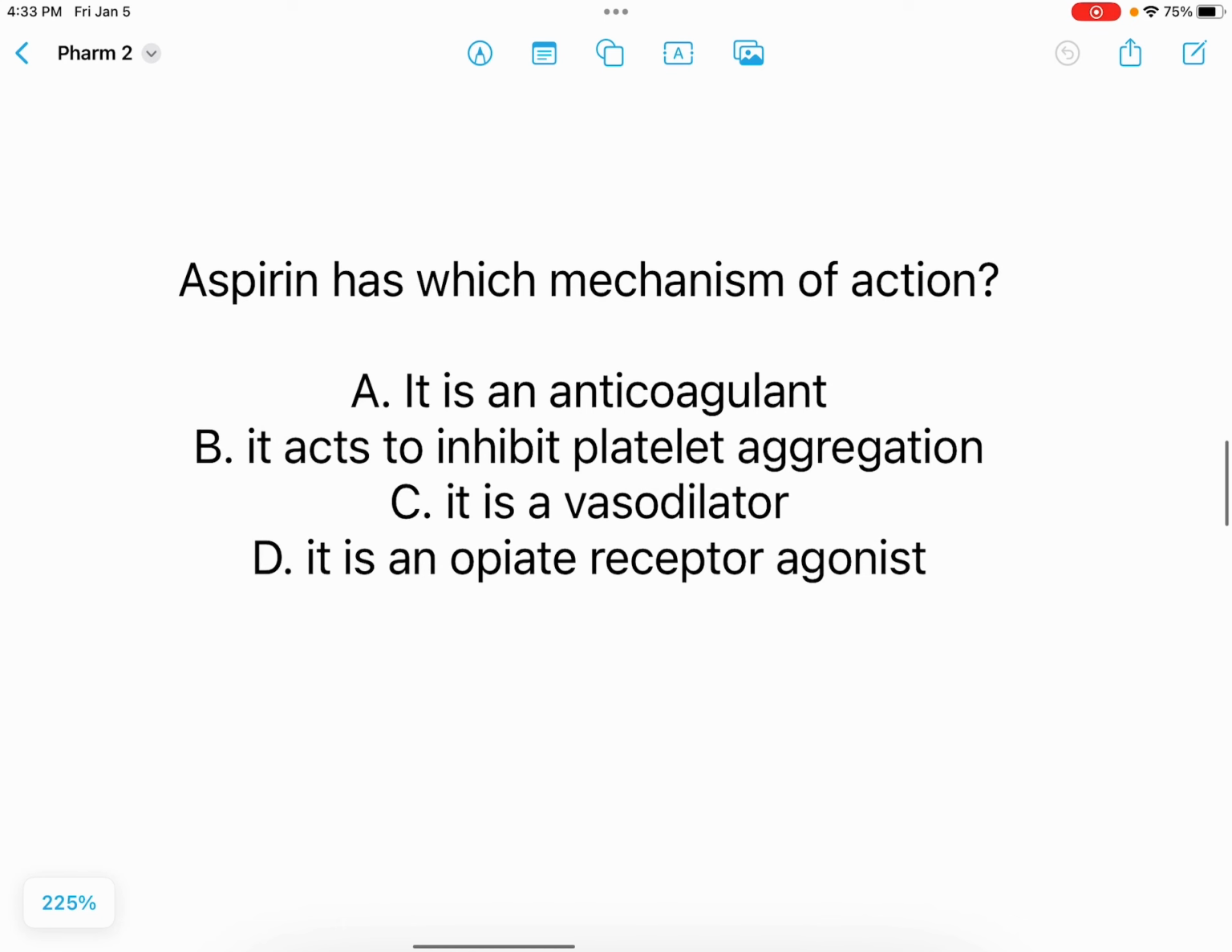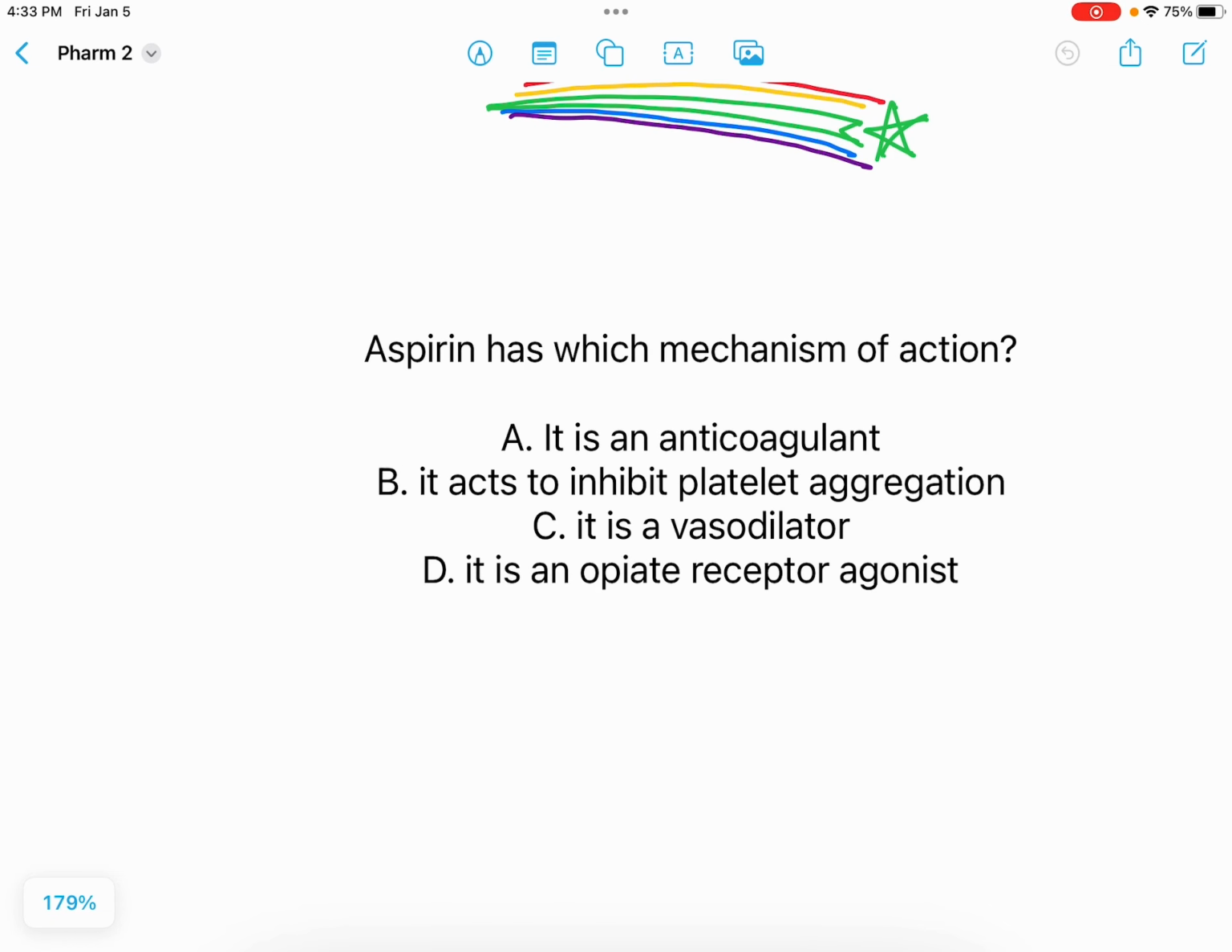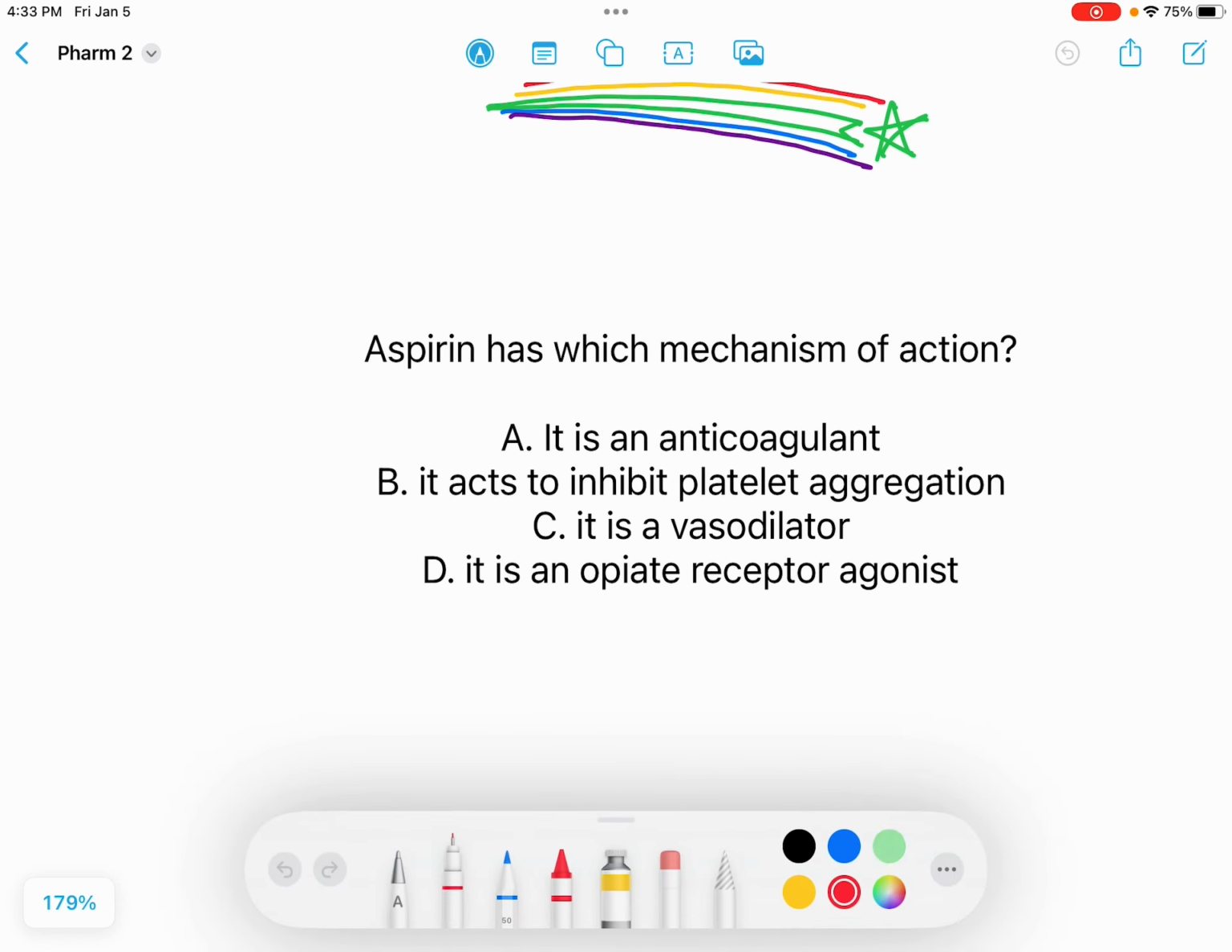All right. Aspirin has which mechanism of action? A, it is an anticoagulant. B, it acts to inhibit platelet aggregation. C, it is a vasodilator. Or D, it is an opiate receptor agonist. So take a moment to think of your answer. And we're looking here at answer B.